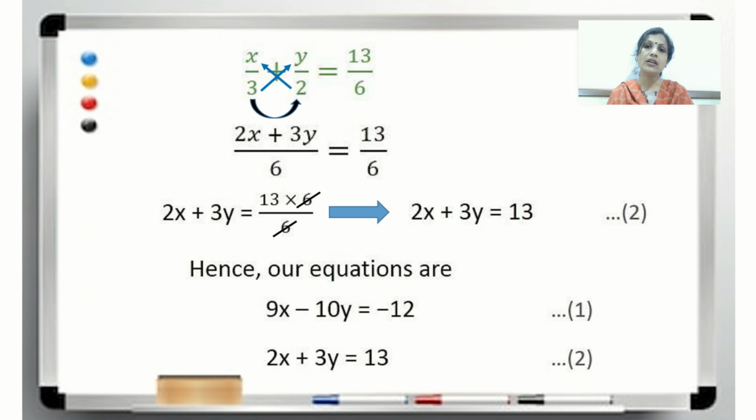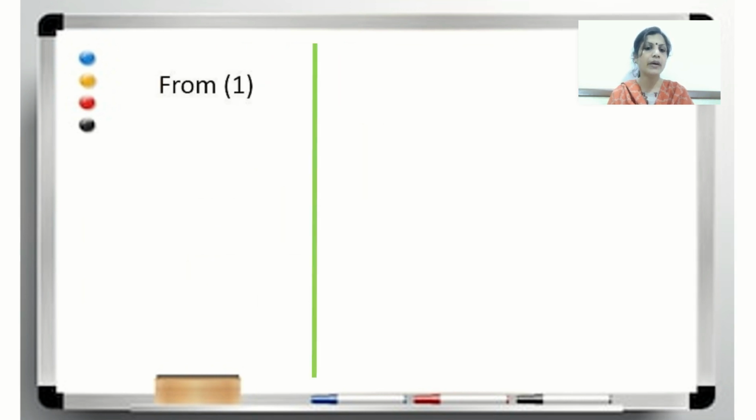Now it's easy for us to solve it by the substitution method. For the substitution method, you have to substitute either for the value of x or for the value of y, depending upon whichever equation is simple. But in our case, both the equations are not very simple. Both the equations have got coefficients. So any equation you take, it is one and the same. So what will we do? We will consider equation 1, 9x minus 10y is equal to minus 12.